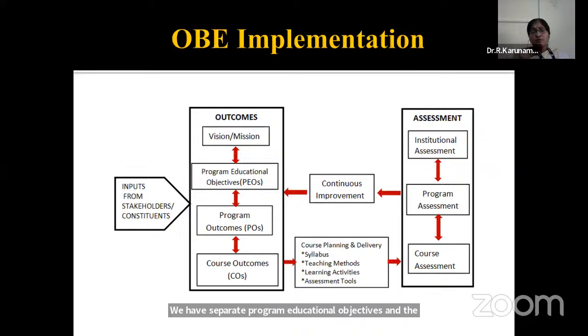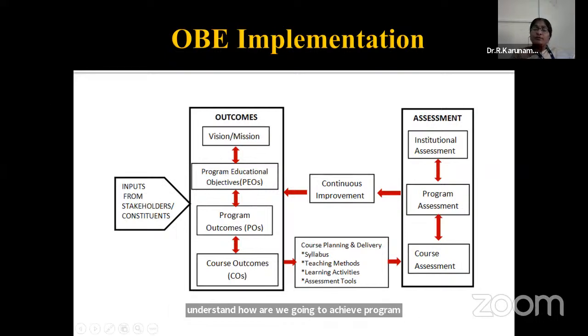And for program outcomes, we have separate program outcomes for UG and PG. 8 program outcomes we have for UG and 12 program outcomes we have for PG. Then for every course, we have 3 objectives and 5 course outcomes. These objectives and outcomes give a very clear idea about the course and how the course is going to support us to achieve program outcomes. And the program outcomes help us to understand how we are going to achieve program educational objectives.